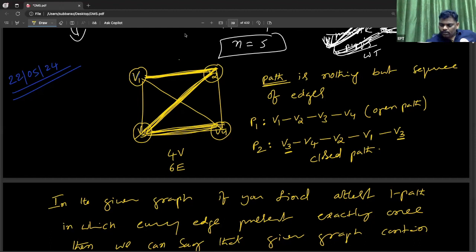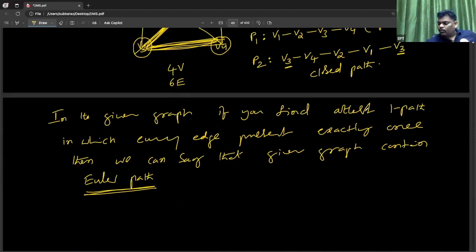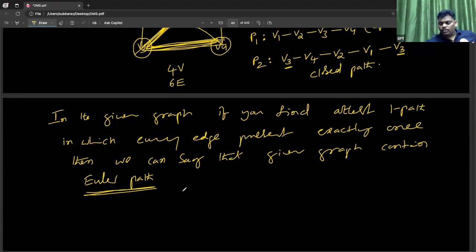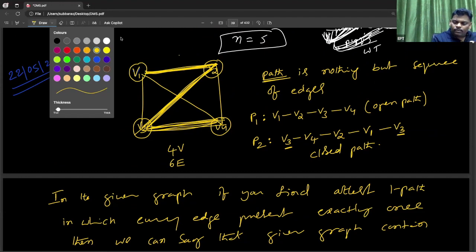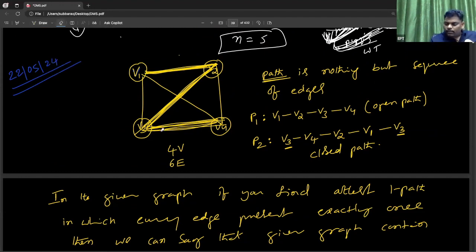Next one. In the given graph, if you find at least one path in which every edge is present exactly once, then we can say the given graph contains an Euler path. Now let's see once. Everyone observe. This one I am starting. Every edge will be exactly once, so repetition is not allowed. I visited this edge, and after visiting this edge, careful, I visited this edge. After visiting this edge, you cannot lift the pen.